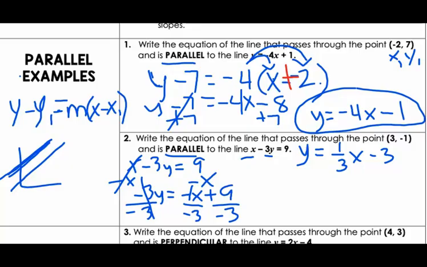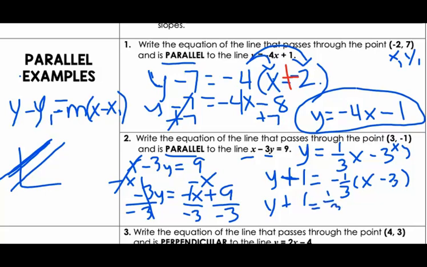So for this one, write small because I don't think there's enough room. Remember to put x and y here. Negative 1, negative 1/3, x minus 3. And this is y plus 1, right? Because two negatives are positive. Equals negative 1/3 x. And then we're going to plus, let's do 1/3 times negative 3.